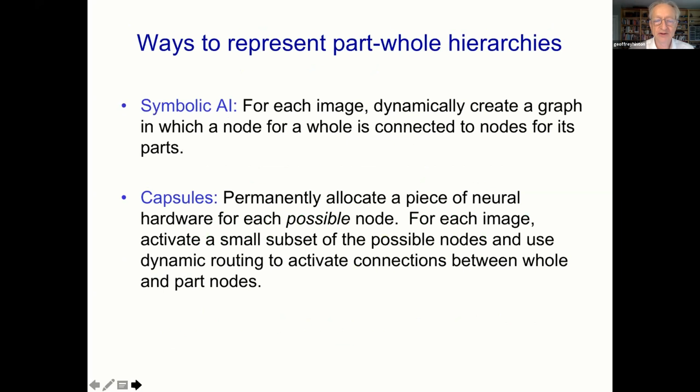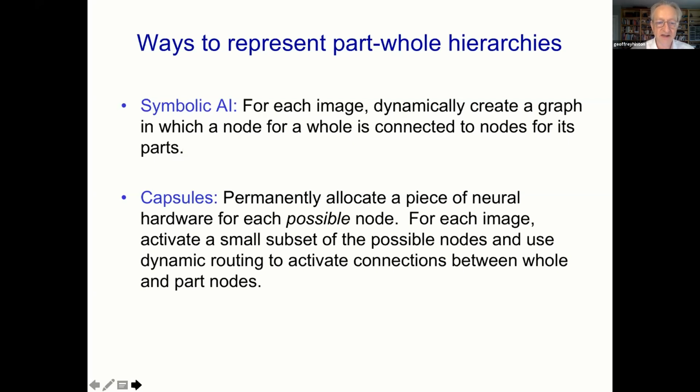So in symbolic AI, you just dynamically create a graph. That's no problem because you've got pointers. A theory I worked on for about 5 years with some very good co-workers who managed to make bits of it work, which was remarkable, was called Capsules. And the idea there was, since you can't allocate things on the fly, you'll allocate things ahead of time. So you'll have a whole bunch of capsules, each of which is dedicated to representing a particular kind of part. And when you see an image, you'll activate a small subset of those, and you'll hook them together into a parse tree.